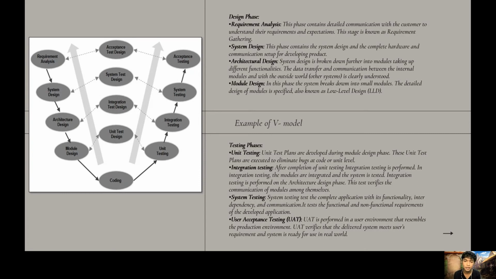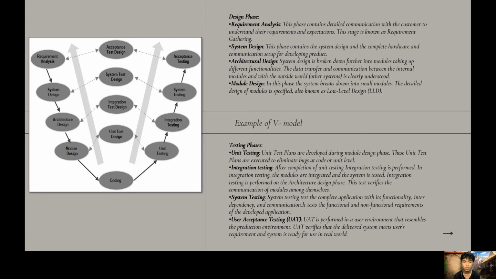Okay, unit testing. Unit test plans are developed during the module design phase. These unit test plans are executed to eliminate bugs at code or unit level. While integration testing is performed after completion of unit testing. In integration testing, the modules are integrated and the system is tested. Integration testing is performed on the architectural design phase. This test verifies the communication of modules among themselves.